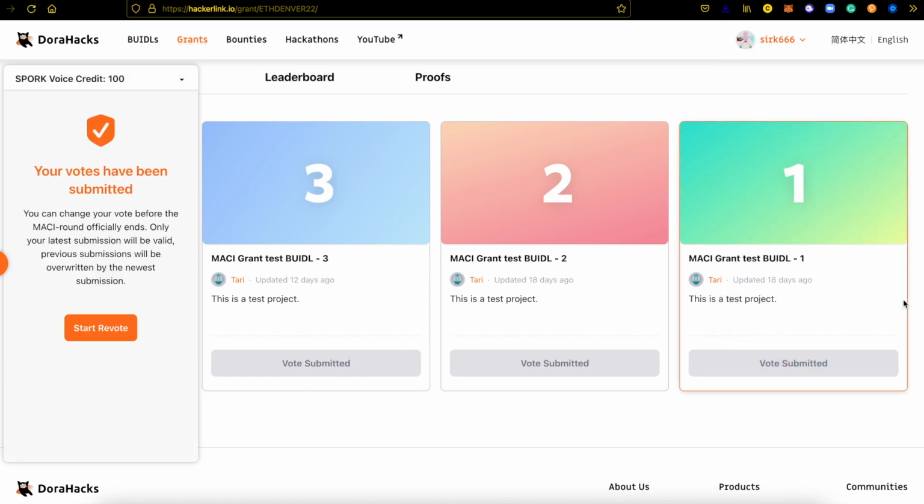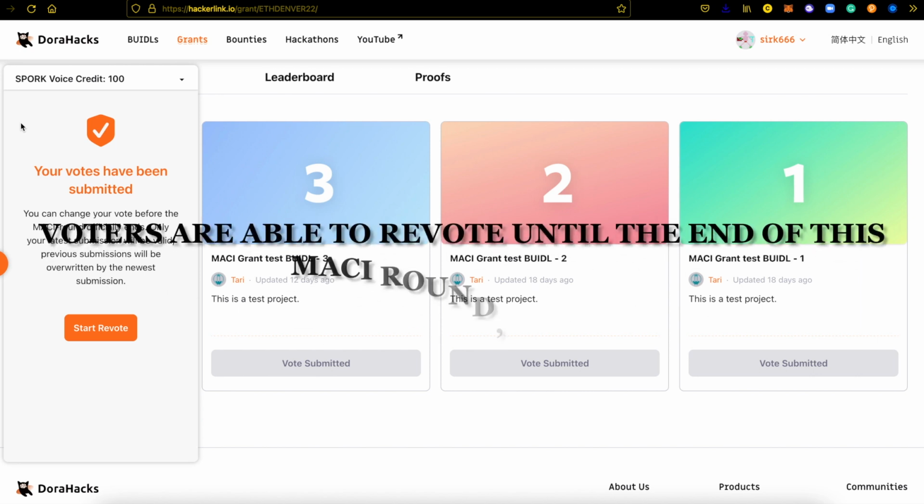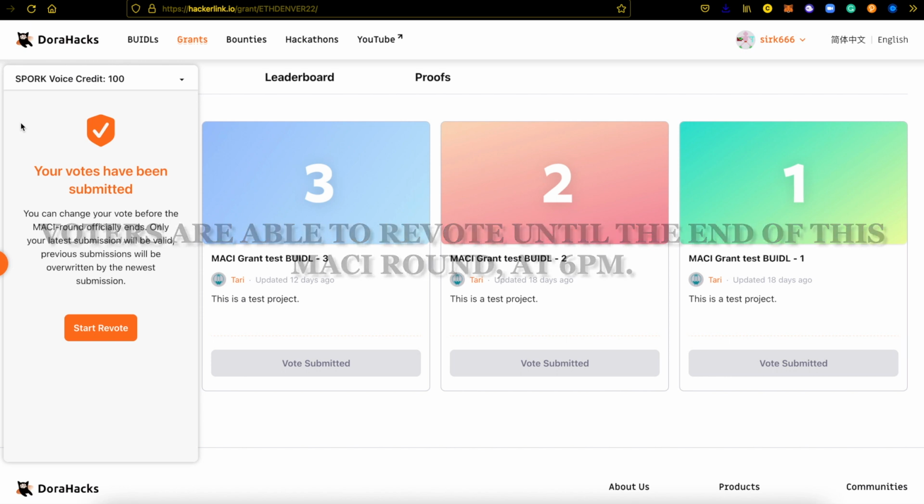After you have confirmed the gas fee transaction on your wallet, you will then be prompted with this page indicating the MACI vote submission. One thing to highlight about the MACI quadratic voting is that it enables voters to resubmit votes to override past submissions. Voters are able to revote until the end of the MACI round at 6 p.m.